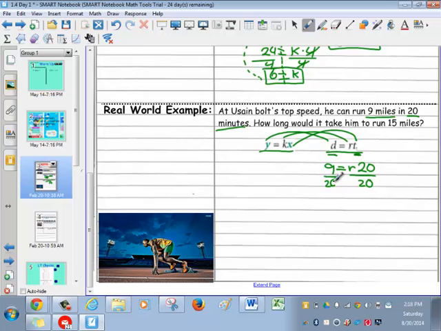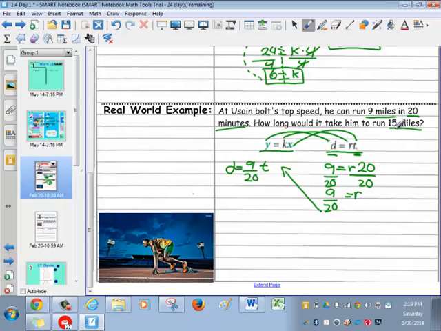Divide by 20. Now that we divided both sides by 20, we know that the rate is equal to 9 miles in 20 minutes. It's 9 miles per 20 minutes, right? So now knowing this rate, we are going to figure out how long it will take him to run 15 miles. We're going to plug it back into our formula. So we got our distance: distance is equal to our rate, which is 9 over 20, times time.